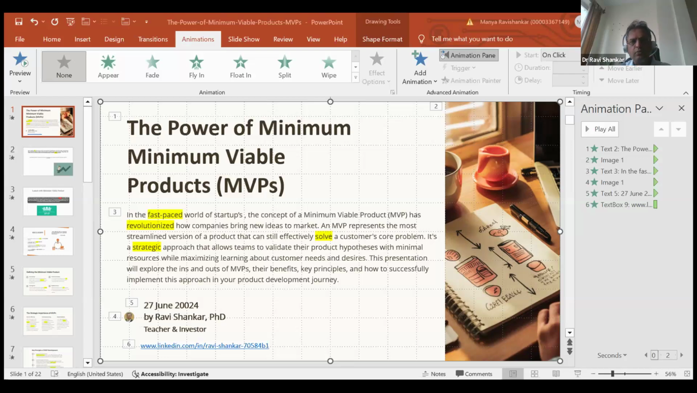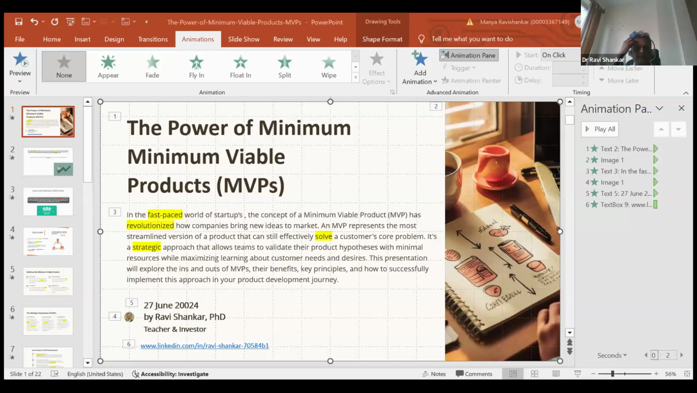So MVP is all about building, iterating, measuring and learning, and repeat. It's a cycle. These are fundamental principles. Of course, we'll touch upon the four principles in a subsequent slide. But if you know how to build with minimum resources, measure the right metrics, have continuous learning early on from customer feedback, and then keep iterating the process, more often than not, startups and businesses will be successful in their endeavors.